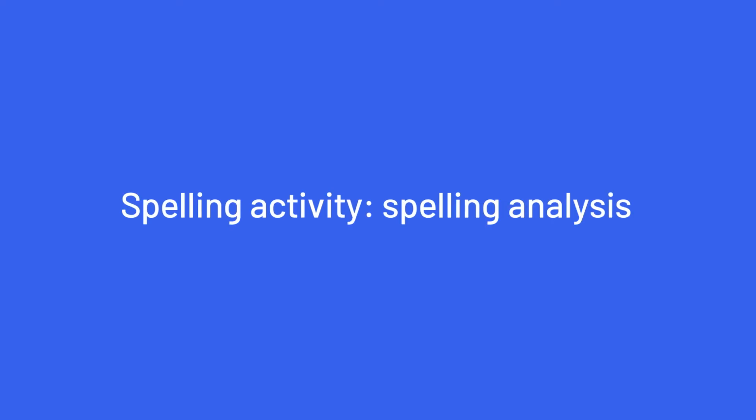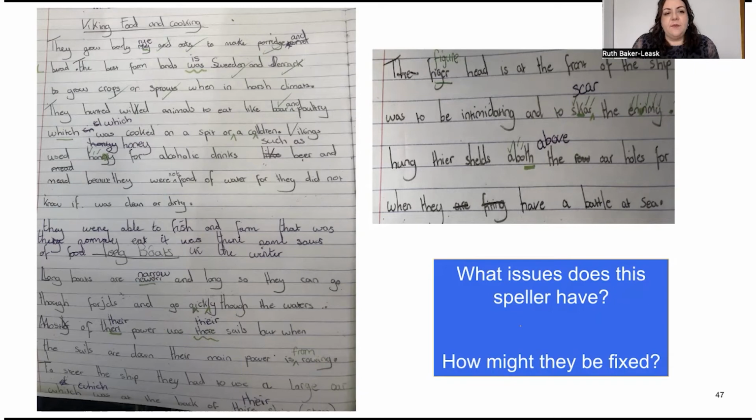Okay, so here's a piece of independent writing from a year 4 child, beginning of year 4, I believe. I want you to just have a quick read through it, and think about what issues this speller has. You've had time to reflect on your own spelling issues, but if we look at this speller, what are the issues? The teacher has marked some of them, but not all of them.